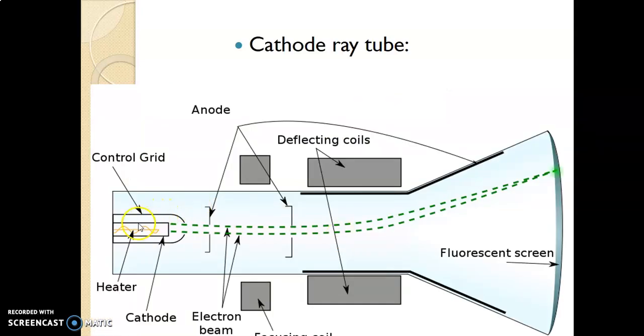We can see over there that the cathode is surrounded by a control grid, and the control grid has a small hole. It is from this hole that the electrons come out in the form of a beam. If the control grid were not there, the electrons would disperse here and there. That's why there is a small hole through which they come out in the form of a beam.